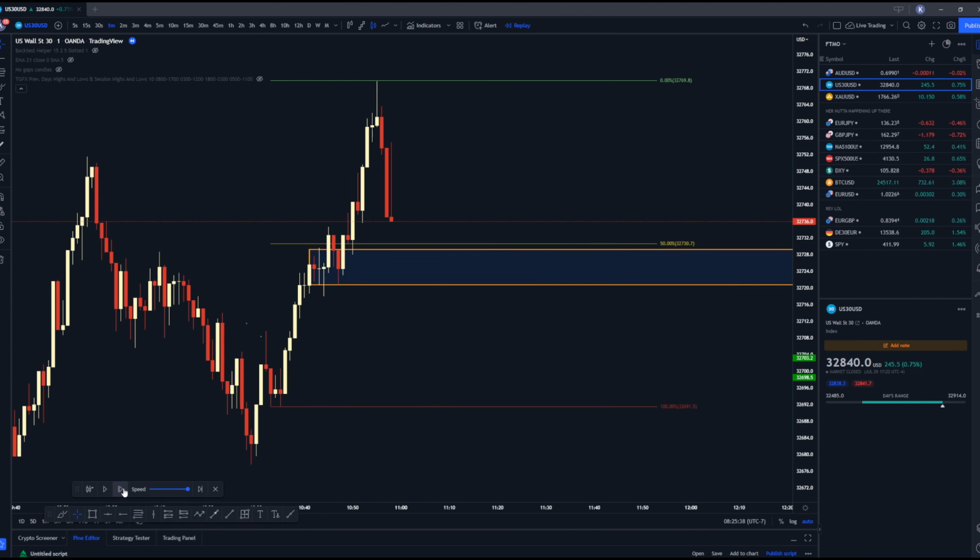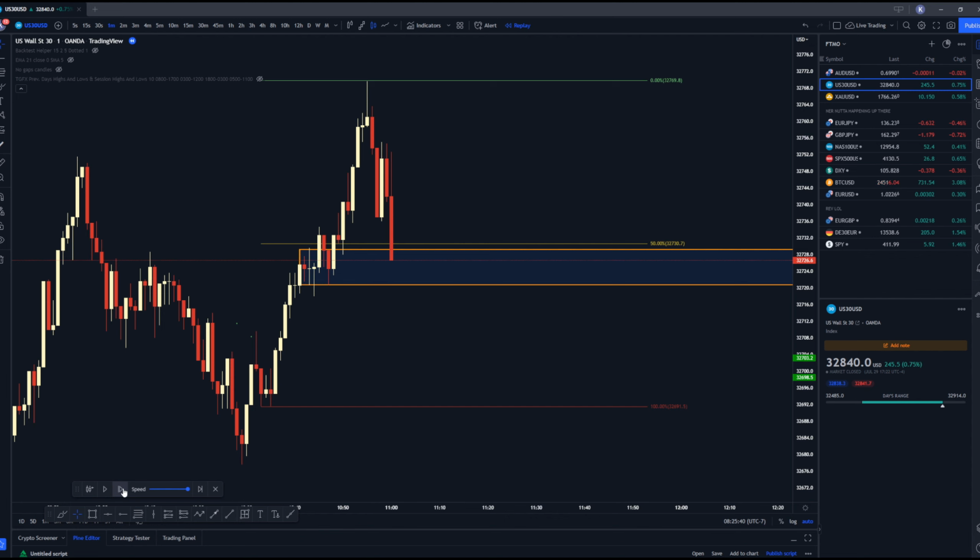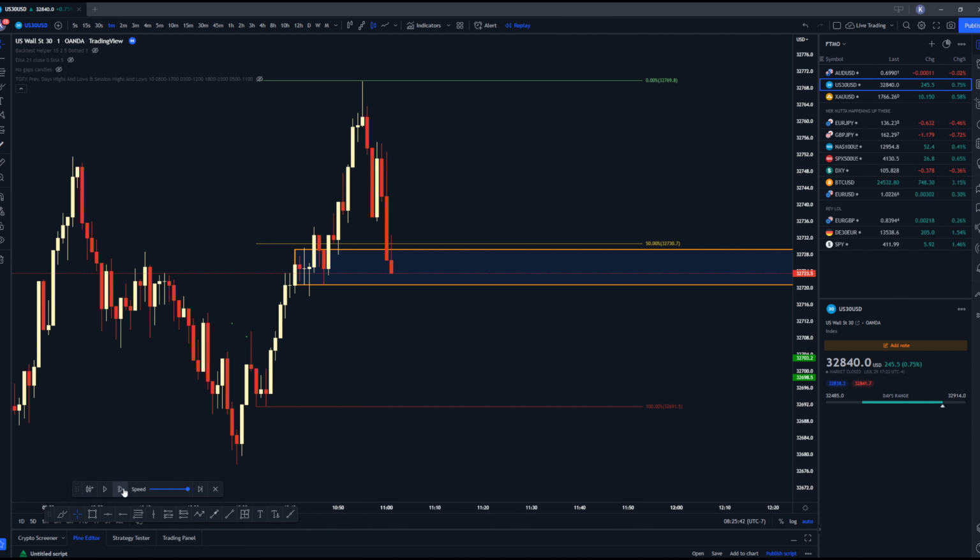So let's see what happens. We'll wait for the pullback. If we get a pullback, and we pull back right into the area of demand again. Now, this is not an engulfing candle. A lot of times you'll see a lot of momentum in the market, and you don't get an engulfing candle. You get some kind of doji-like candle like this. My suggestion would be that I wouldn't take it, but that is up to your risk tolerance.